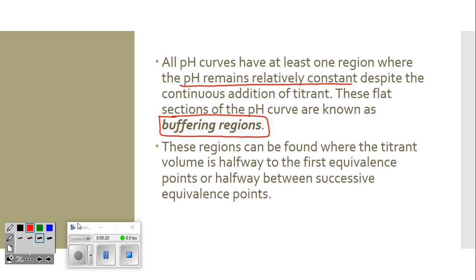Now, if you look at the pH curves that are on the whiteboards, I think you would all agree most of them have two flat sections. So how do I know where the buffering region is? Well, it's where the titrant volume is halfway to the first equivalence point or halfway between any other equivalence points.